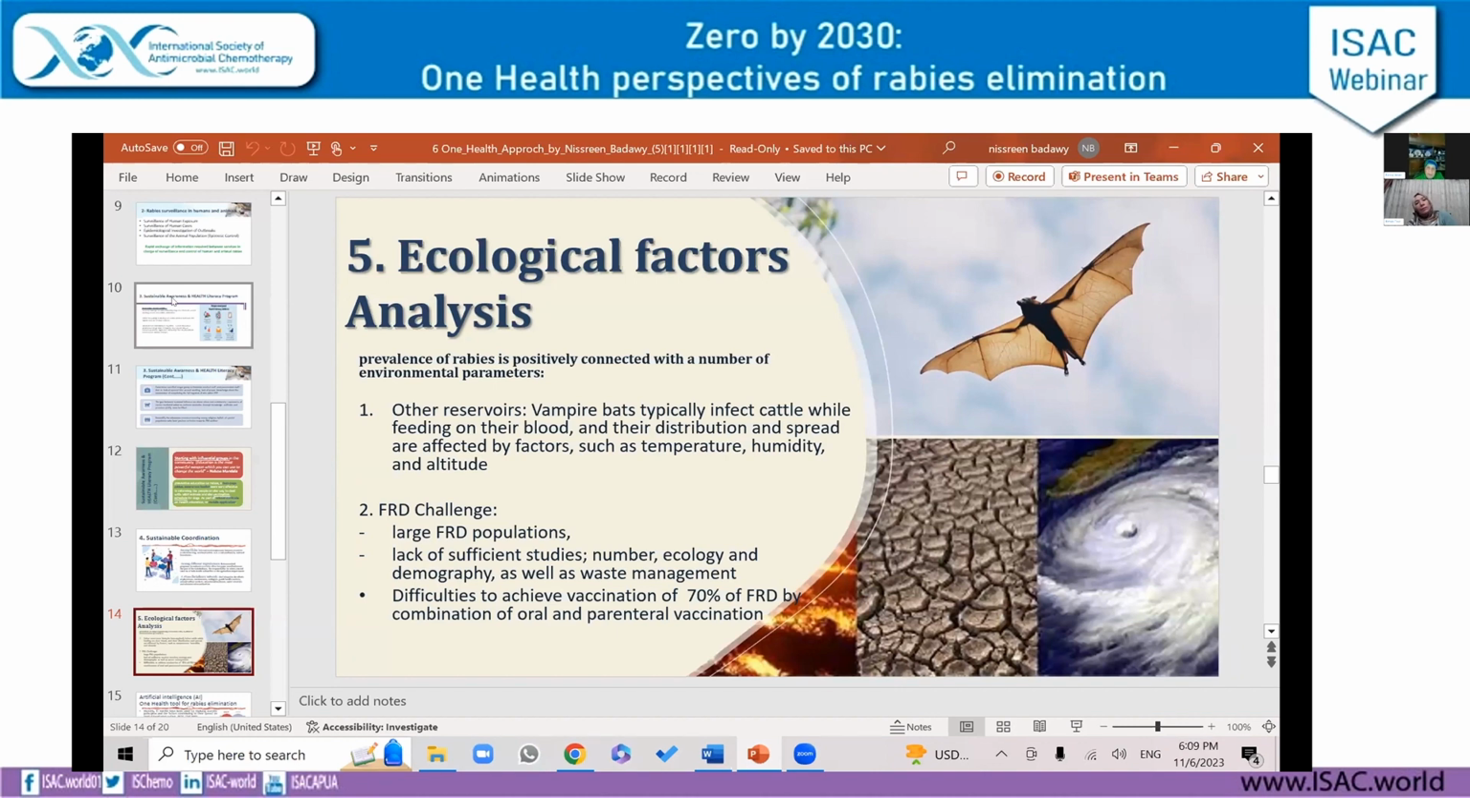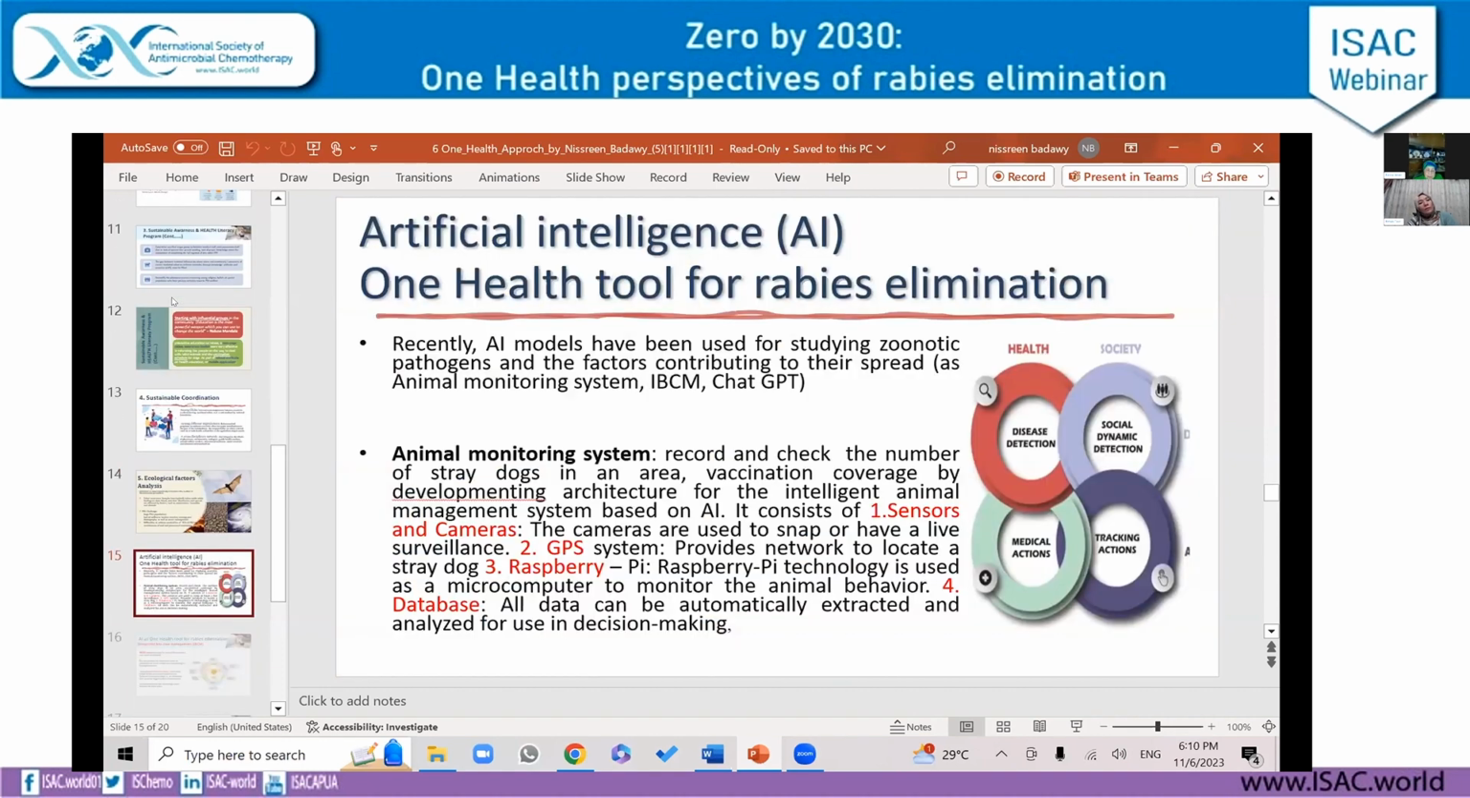Ecological factor analysis is needed to determine the factors affecting the reservoir and the host of rabies infection, especially vampire bats, which increase breeding especially in high temperature, high humidity and low altitude. Also, include all the data regarding free roaming dogs, including their number, ecology, demographic data, and waste management studies. About 70% vaccinated, as we said before, will protect the individual and the population, even if there is close contact with animals.